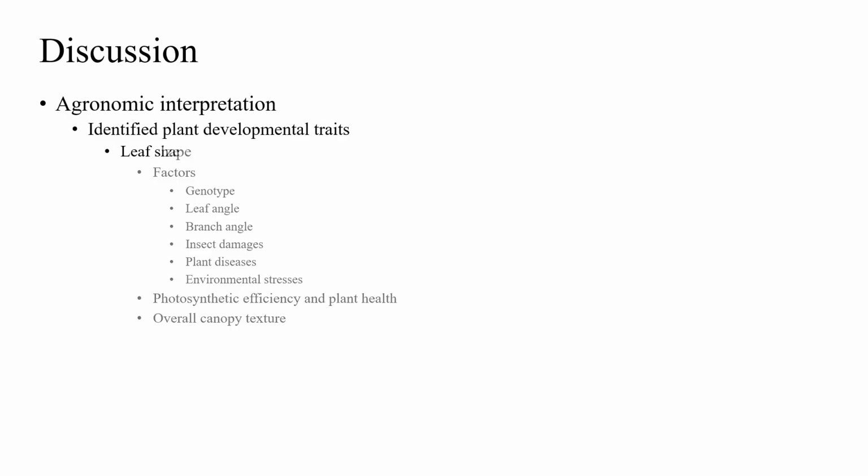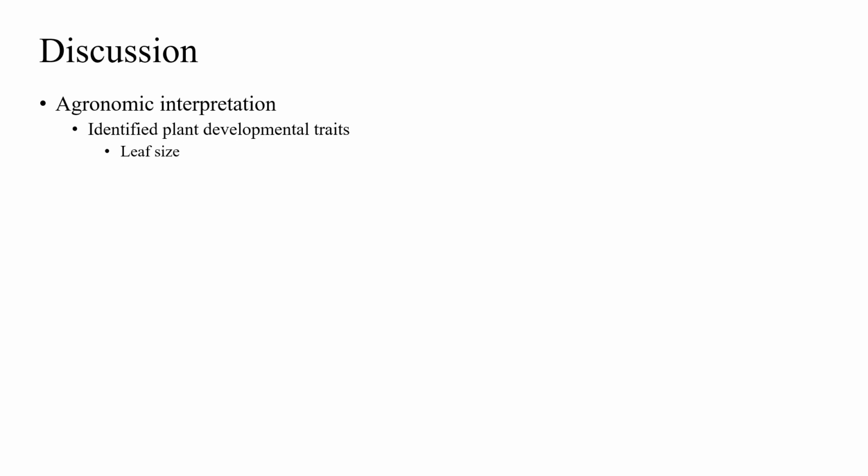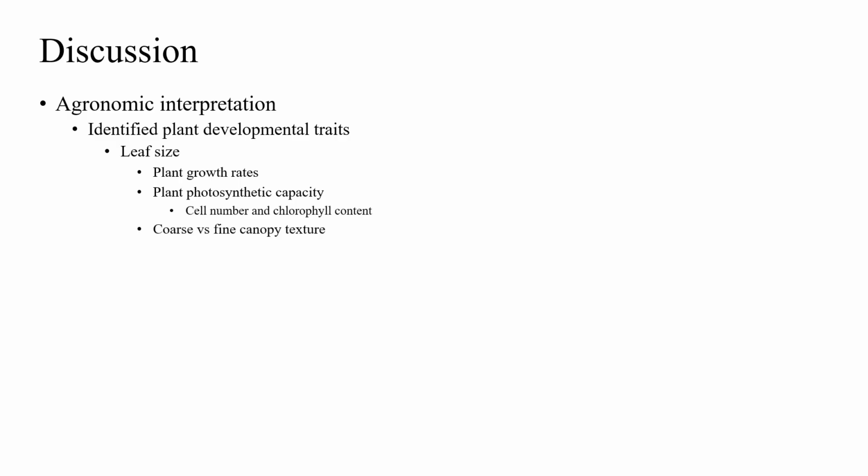The third one, leaf size. At the same growth stage, leaf size can denote plant growth rates. It is also directly related to photosynthetic capacity, since it affects cell number and chlorophyll content. Large leaves can give plant canopies a coarse texture appearance, while small leaves can give a fine look to canopies. This canopy appearance difference would eventually affect the canopy texture features.